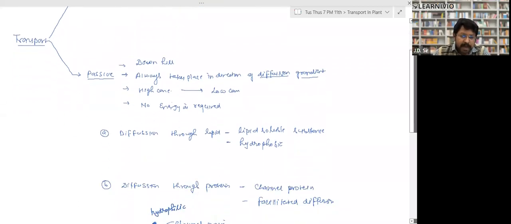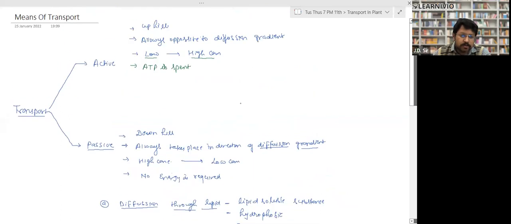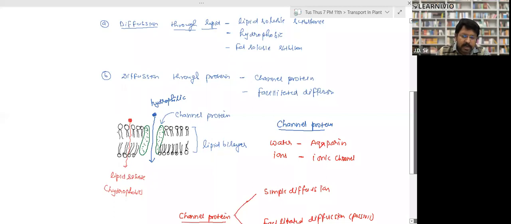Now, passive transport takes place by two means. First, diffusion through the lipid bilayer. Lipid soluble substances are hydrophobic, that is, fat soluble substances. Fat soluble substances are transported through this bilayer of lipid. So this is the plasma membrane. Here I have made this bilayer of lipid. These are the single lipid molecules.